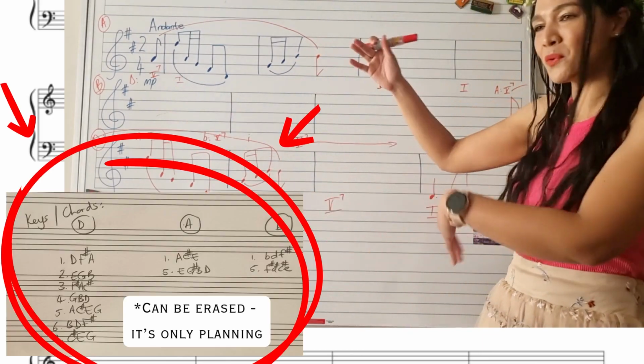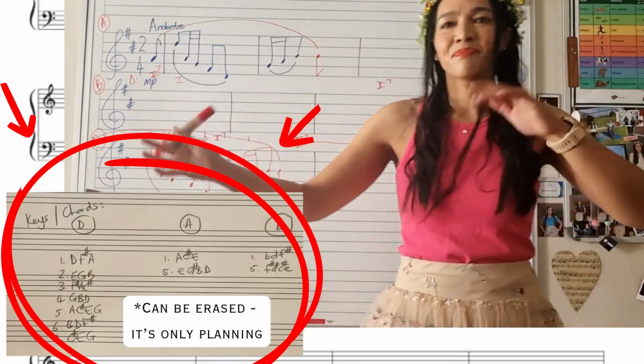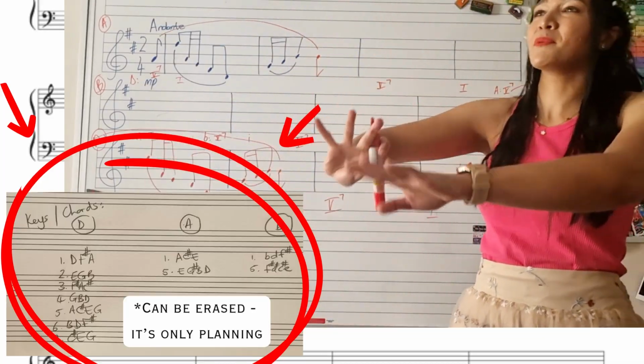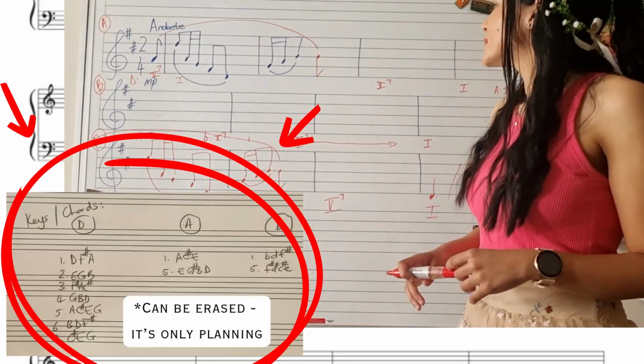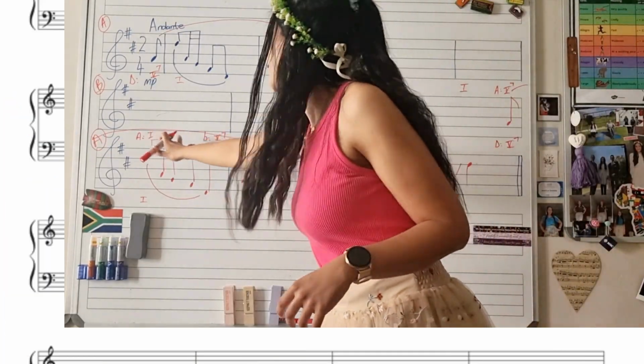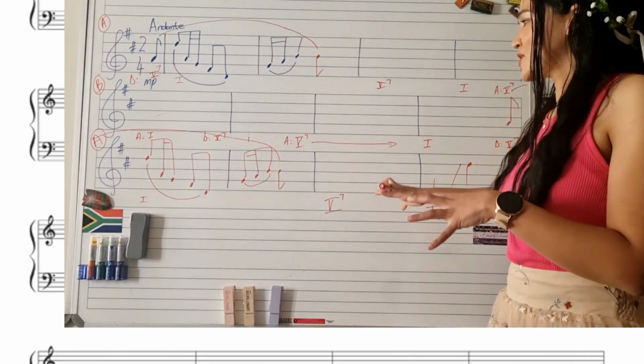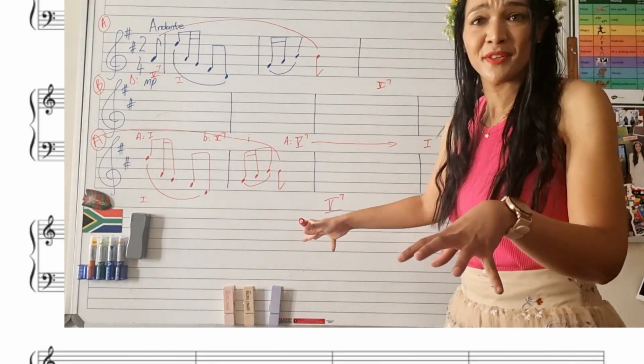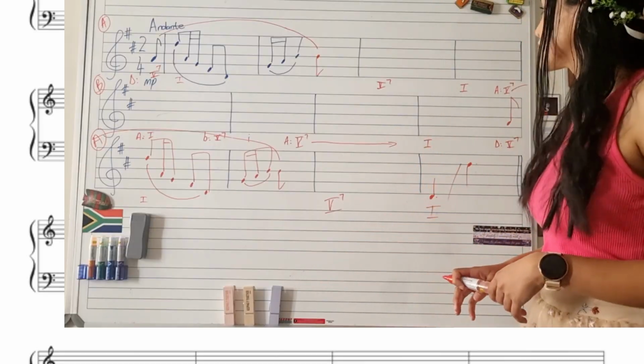You can always erase your chords and whatever somewhere. Plan that at the back of your exam manuscript paper. But it is nice to leave some of these, especially the modulating parts, the chord structure there, so that you know what you're basing your things on and the examiner knows what you're basing your things on.